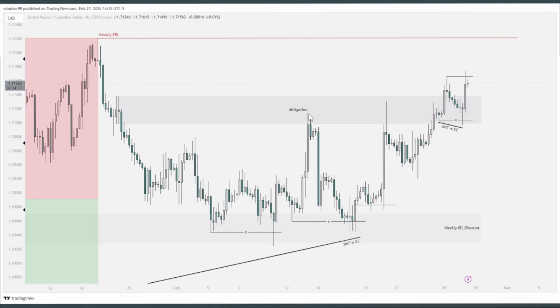Price taking out these external highs, retracing into a 4-hour range discount and reaching into this 4-hour internal range liquidity pool, and then price continuing higher, running highs. And then the good thing here is we closed above this up close candle here.